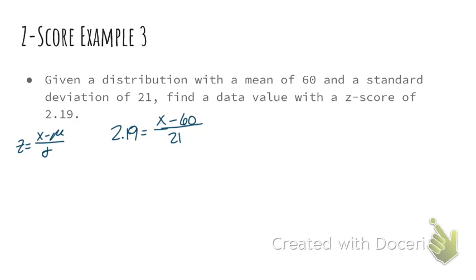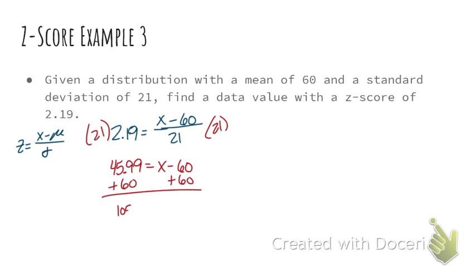So I know we hopefully all passed algebra, but since we're solving for x, the first step here is actually multiply by 21. And then we add 60. So I find that the x value, or the data value, is 105.99. So again, here we're not solving for z-score, so we're not going to say that it's 105.99 standard deviations above the mean.